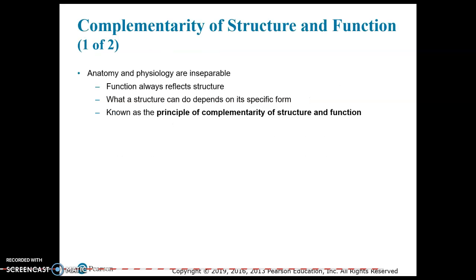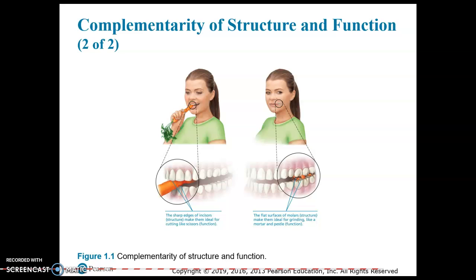The principle of complementarity of structure and function is just basically saying that anatomy and physiology complement each other. You can't really learn one without the other very well anyway. Function always reflects structure, and what a structure can do, its function, depends on its specific form. So that's the principle of complementarity.